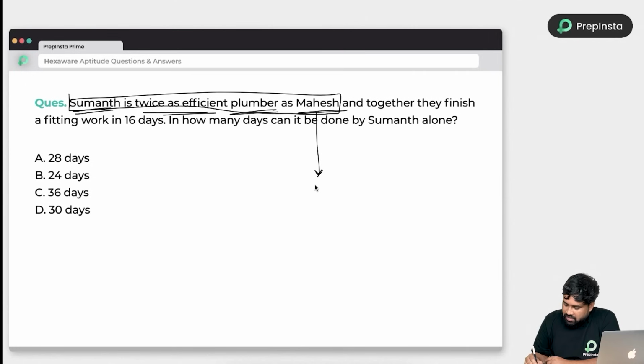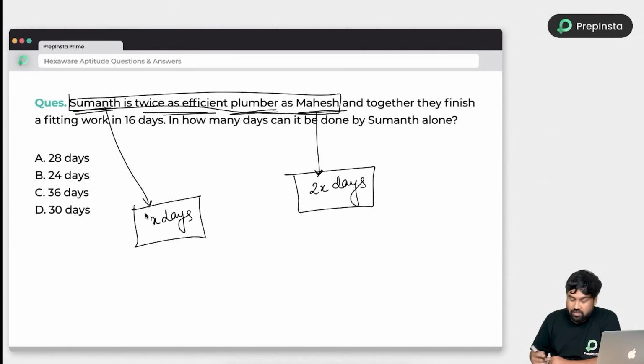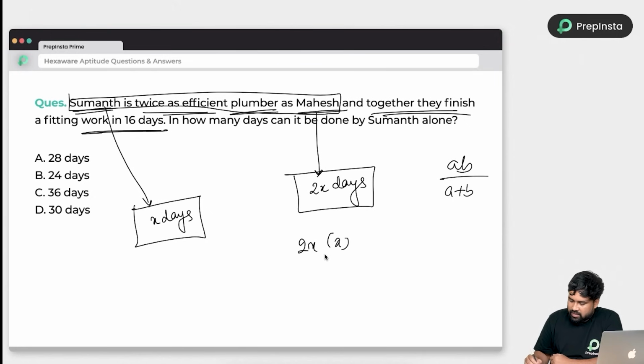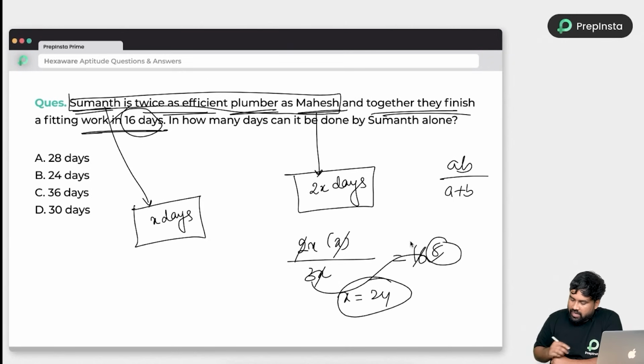So I am assuming that Mahesh is taking 2x days, then Sumant will take only x days to complete the task. Why? Because he is twice efficient. So time will be half. See how simply I am doing the problem. Together they finish the work in 16 days. Together means the formula is AB by A plus B. Do that. A is 2x and B is x. A plus B together is 3x, which is equal to 16 days. So x got cancelled. 2 will cancel this 8 times. So x is equal to 24. Why? Because 3 will go to the other side. 3 8s are 24. So x is 24.